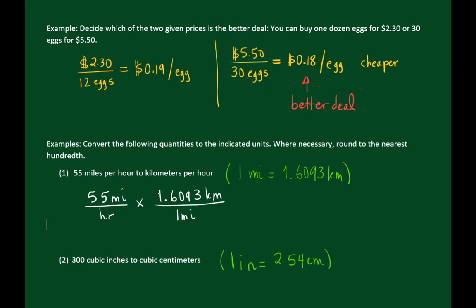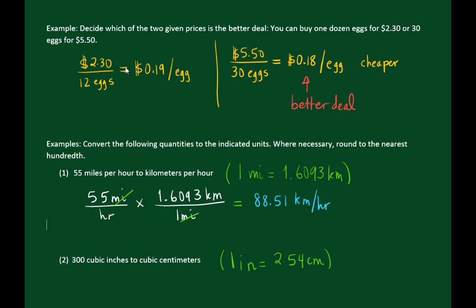As you see, the miles will cancel, and once you multiply these two, the answer will be in kilometers per hour. If you multiply them, you get 88.51 kilometers per hour. This is the unit of speed, or velocity, in the metric system. So that's how we convert it. We use that formula in this form.